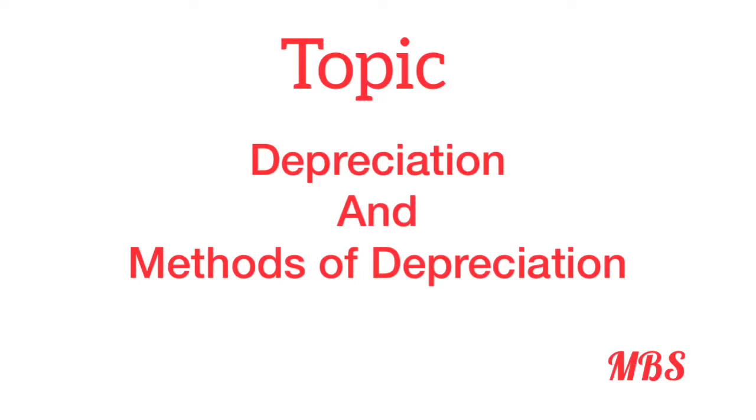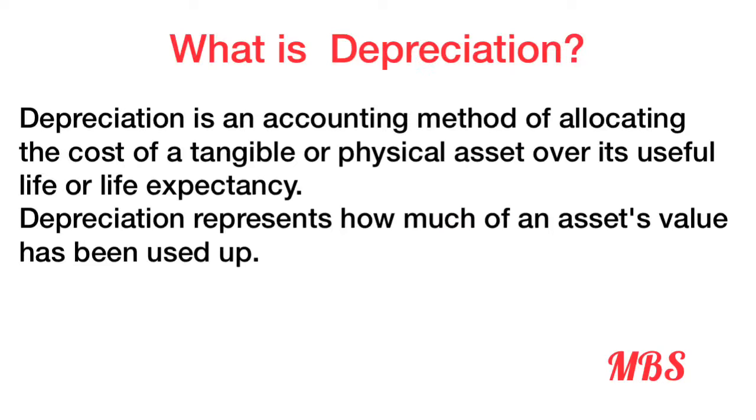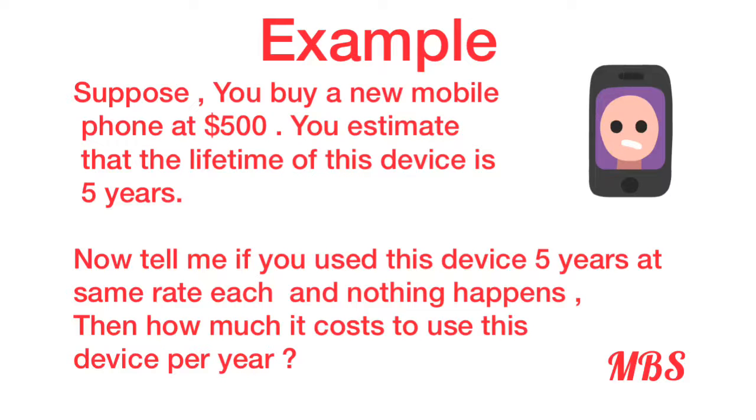Today's discussion topic is depreciation and methods of depreciation. What is depreciation? Depreciation is an accounting method of allocating the cost of a tangible or physical asset over its useful life or life expectancy. Depreciation represents how much of an asset's value has been used up.